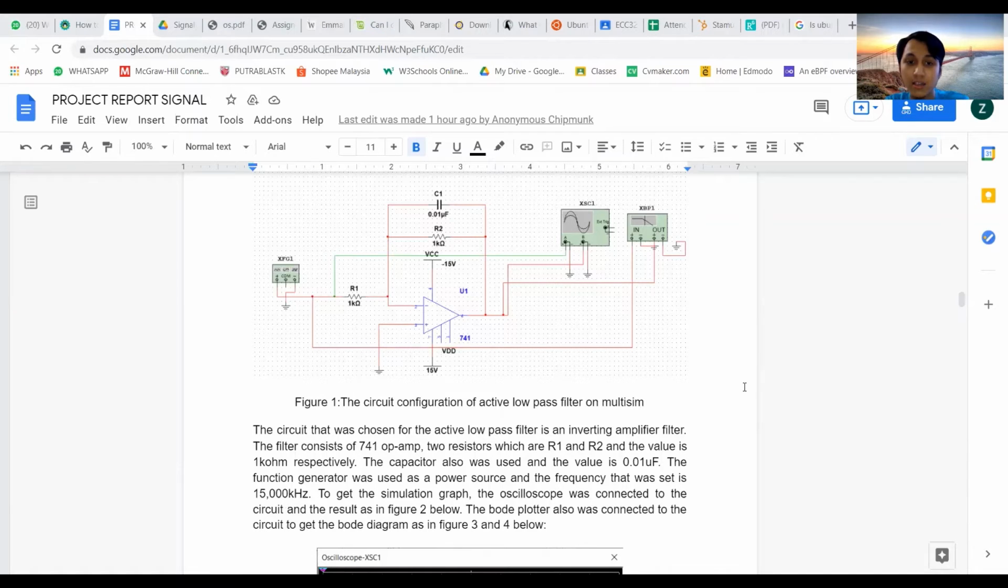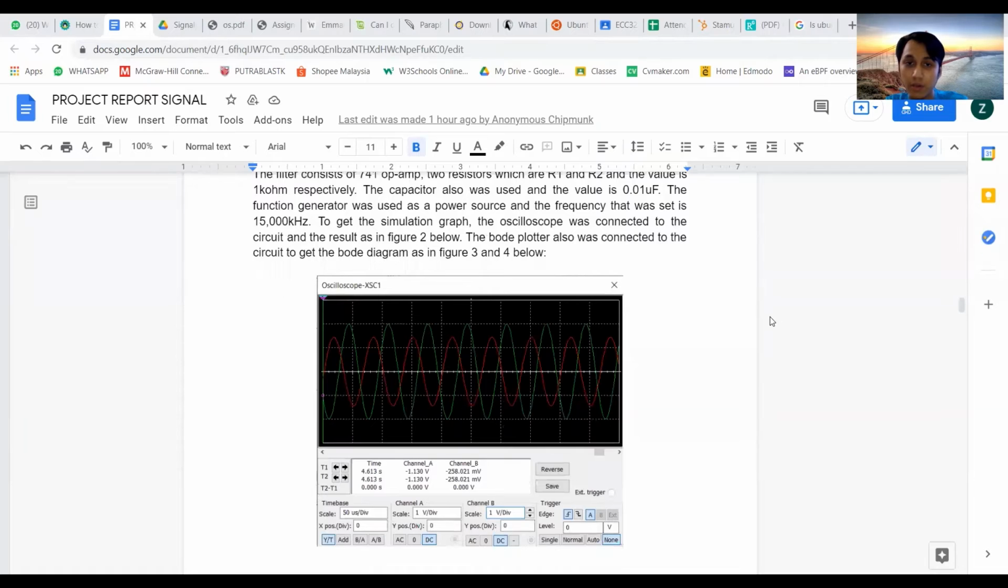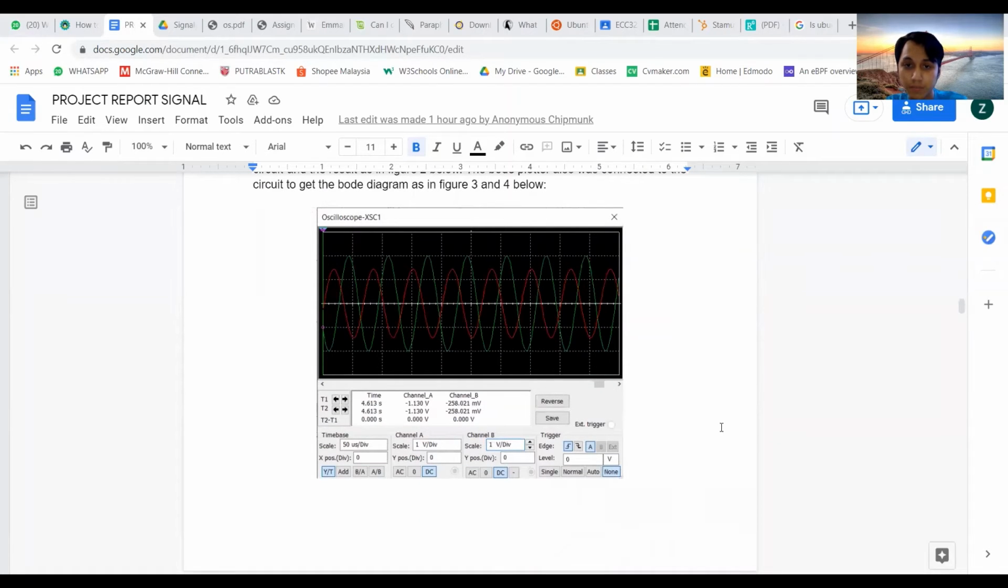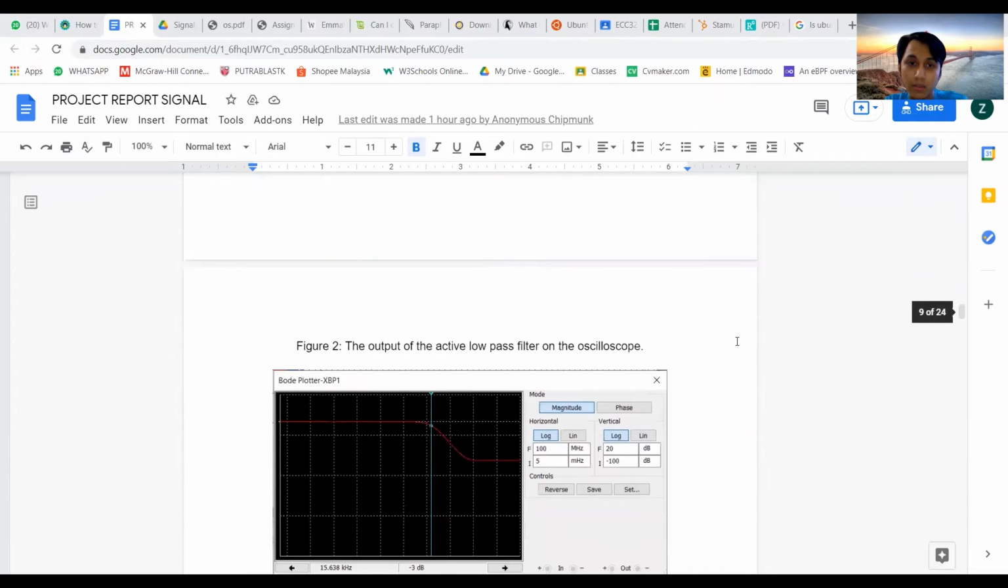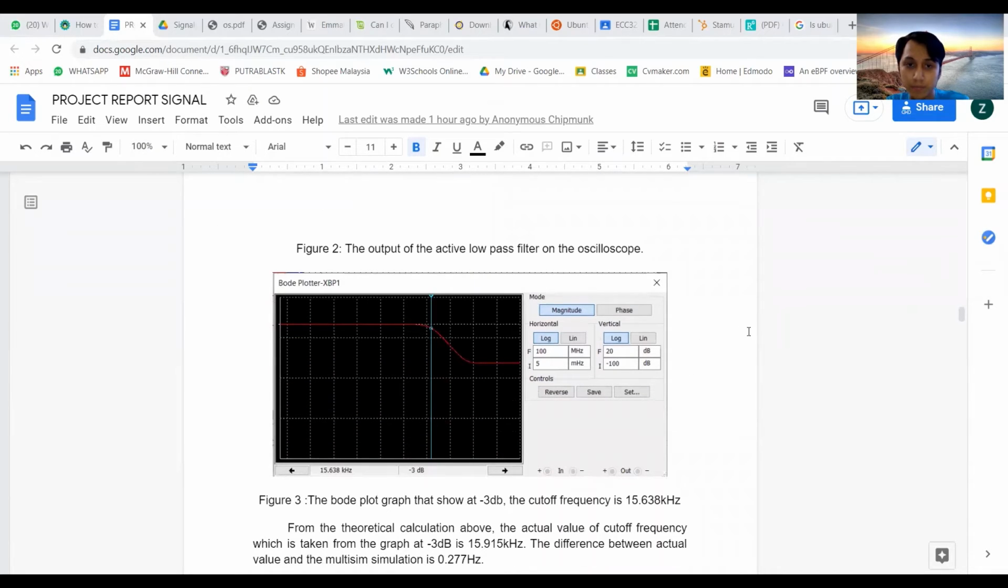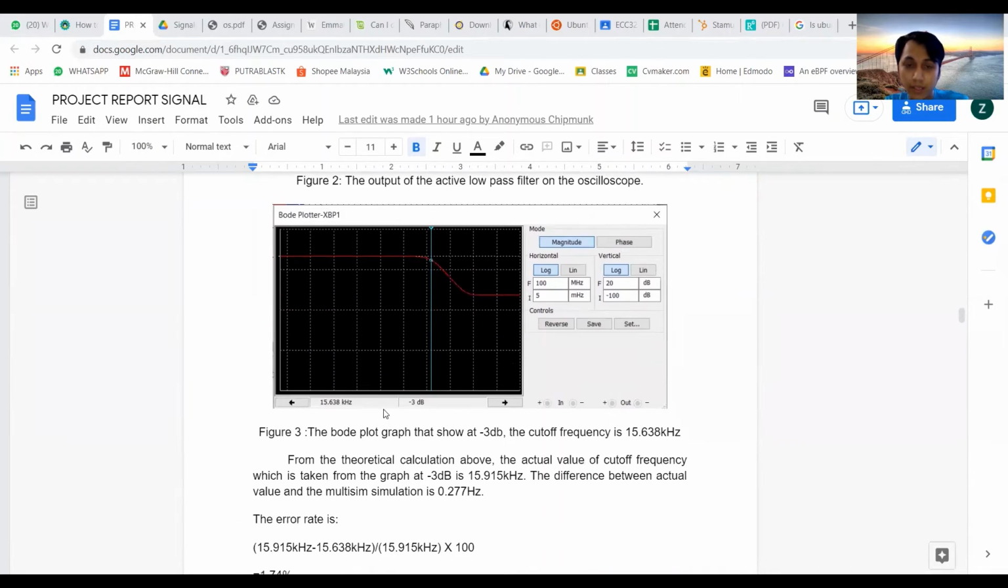The function generator that was used as a power source in the circuit was set to 15 kHz. To get the simulation graph, we connected the oscilloscope and Bode plotter. So this is the result for the oscilloscope, as we can see here. And now this is the result for the Bode plotter. As we can see in figure 3, at negative 3 dB, the frequency that we get, or we call it the cut-off frequency, is 15.638 kHz.